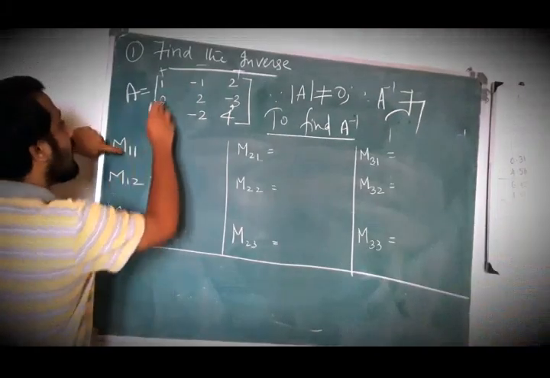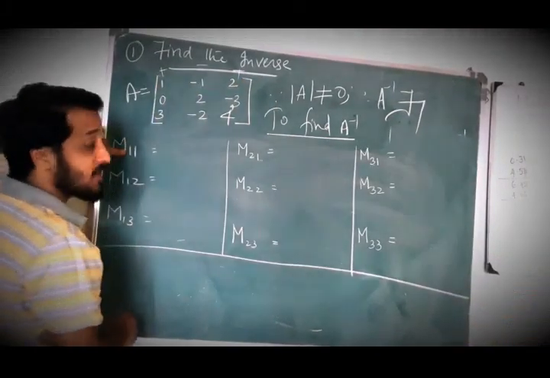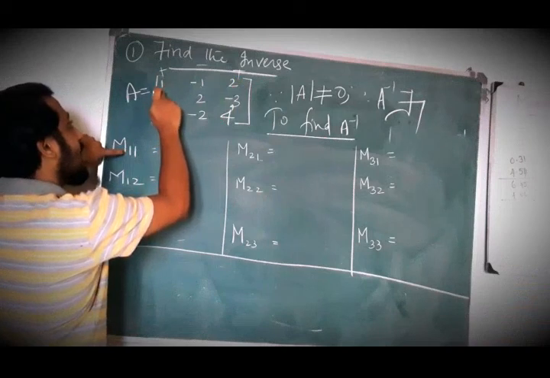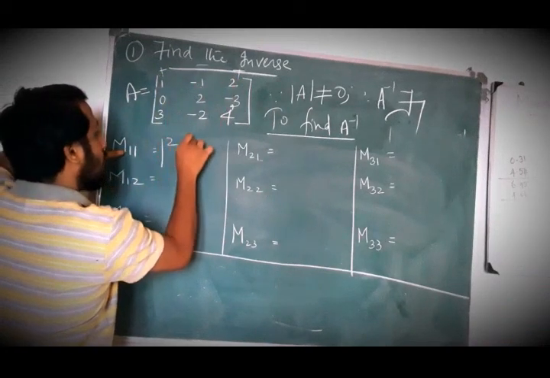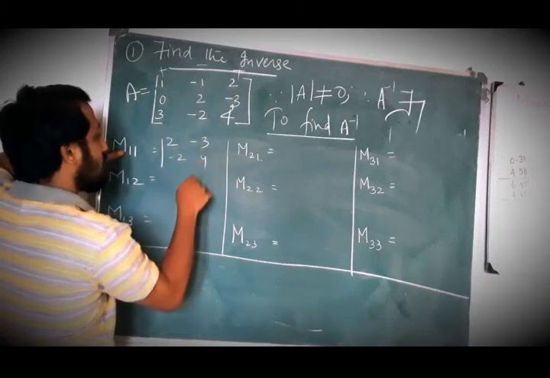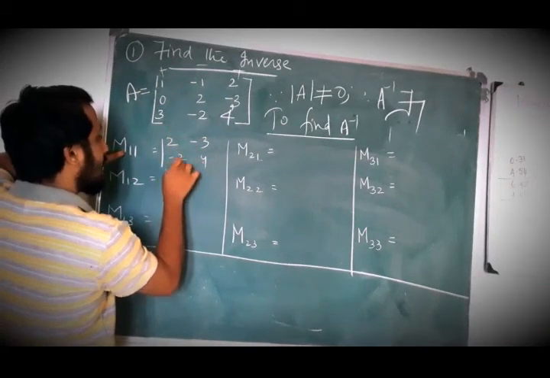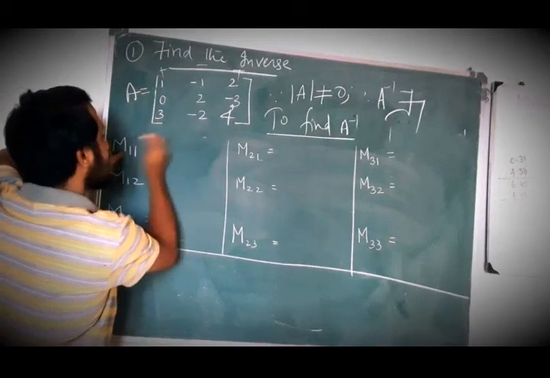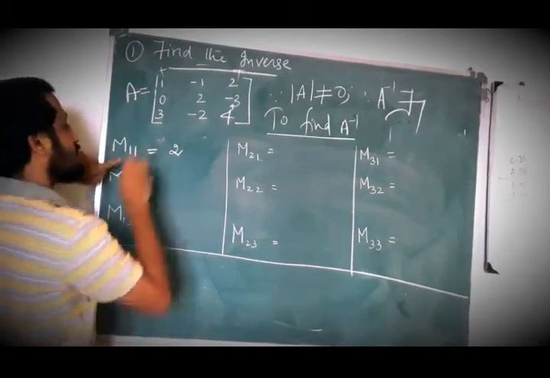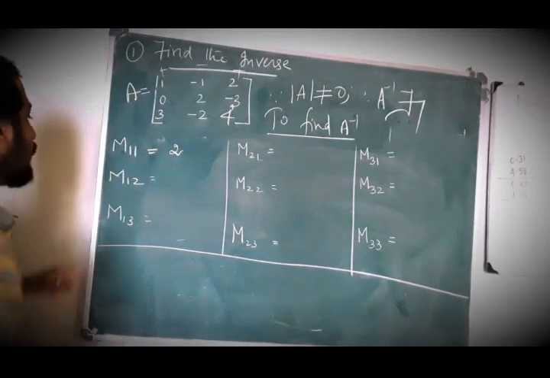Minor M11. So first row, first element, I am going to find with respect to the minor. So that is nothing but 2 times 4 minus 3 times 2. Yes or no? 4 2s are 8 minus 6. 8 minus 6 is 2. So M11 is nothing but 2. Yes or no?